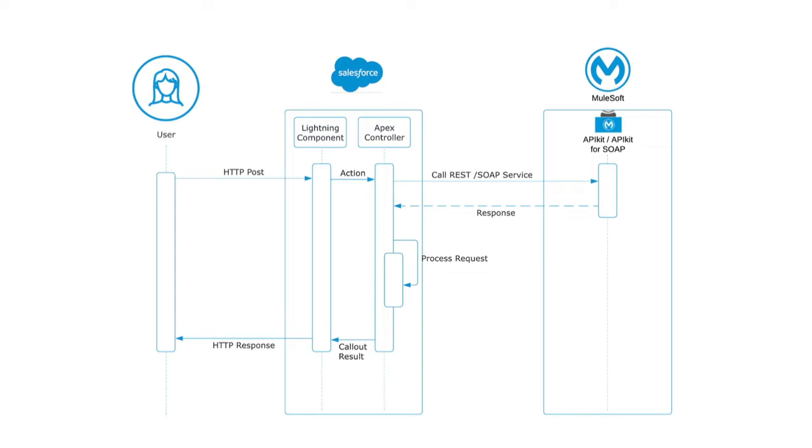So really, this pattern is used for small volume real-time activities where you're calling out to a remote system. And in this case, we're using MuleSoft's API kit router as the means for connecting to that remote system.